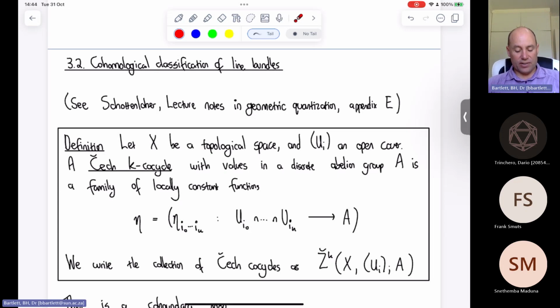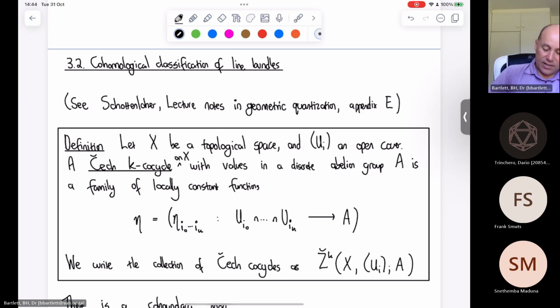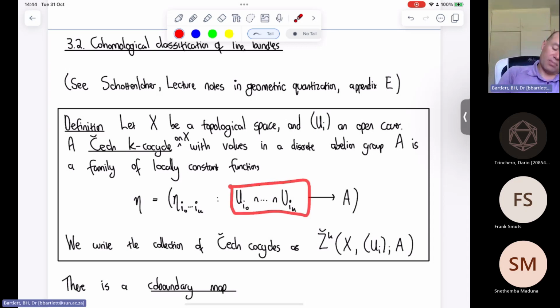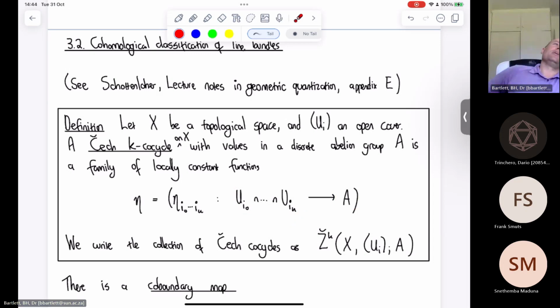So a Čech k cochain with values in a discrete abelian group A on this topological space X is a family of locally constant functions, I'll call it eta, on these (k+1)-fold intersections. You see there's k+1 open sets that are getting intersected there. And each of those is then an open set in the topological space, and I want a locally constant function from that open set into the discrete abelian group. Now, that just means that on each connected component, it's constant. Sometimes there'll be more than one connected component, then you're able to have different elements assigned to the different connected components. Okay.